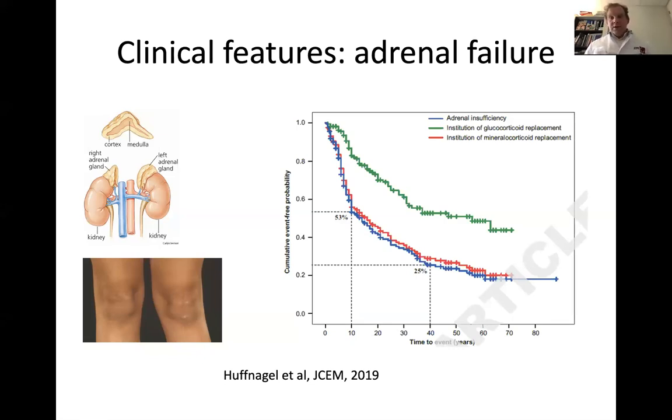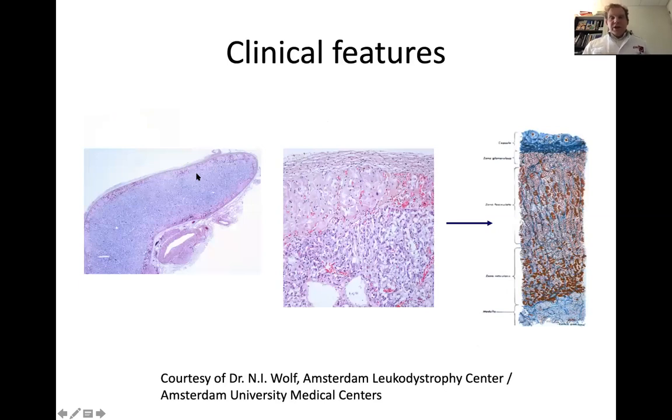What is typical, as in long-standing Addison's disease, is hyperpigmentation. This is a photograph of the knees of a patient we saw last year. He was considered to have a healthy skin color, but in fact it was hyperpigmentation due to ACTH overproduction.